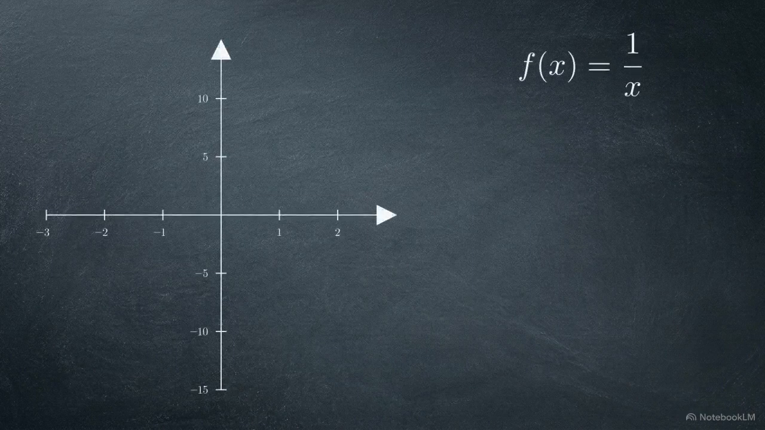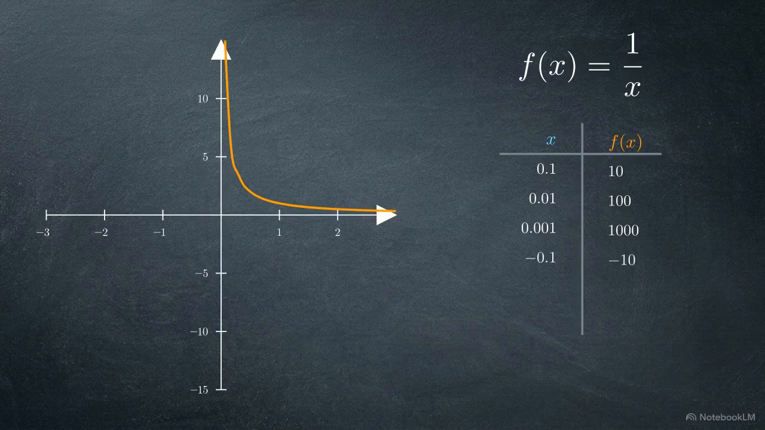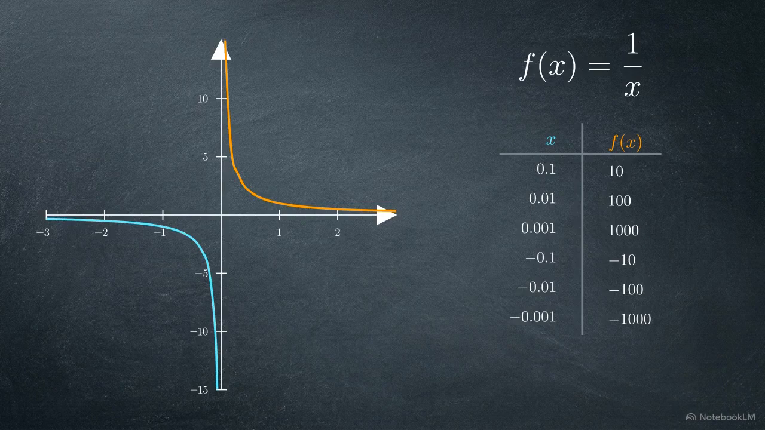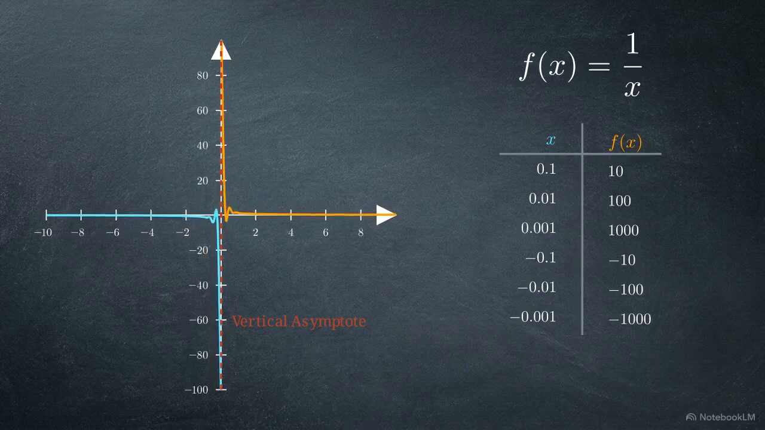Consider the function 1 over x as x approaches 0. As we shrink x towards 0 from the positive side, 0.1, 0.01, 0.001, the y values grow larger without bound, accelerating towards positive infinity. Approaching from the negative side causes the values to plummet in the opposite direction, towards negative infinity. This behavior indicates a vertical asymptote, a point where the function's output shoots towards infinity because the denominator has vanished.